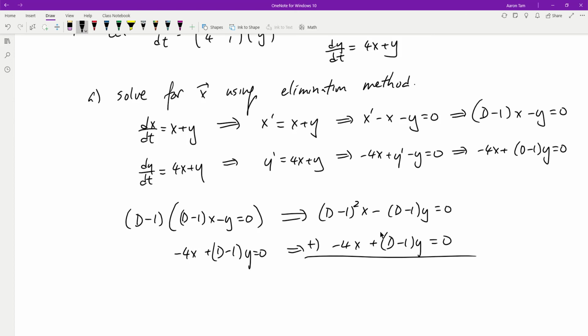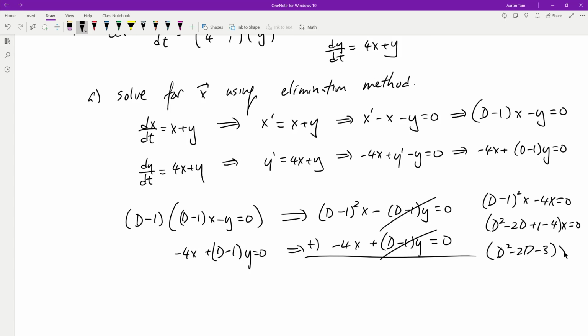I'm going to add these together. These two things cancel out. And now I have this one equation, d minus 1 squared x minus 4x equals 0. Lucky for us, it is a homogeneous equation, so that makes it easier to solve the system. Therefore it becomes d squared minus 2d plus 1 minus 4 of x equals 0, and therefore d squared minus 2d minus 3 of x equals 0. And if you think about it, the two characteristic roots would have to be 3 and negative 1. That's pretty straightforward.